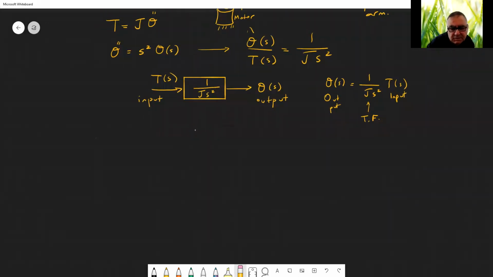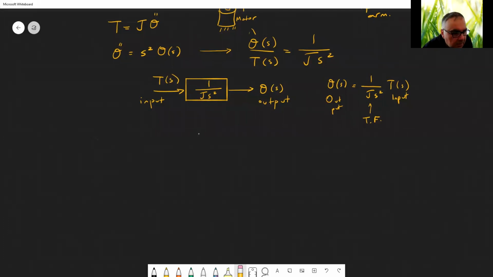For example, for this system, let's see what happens. You will have J theta double dot equal to T0, right? So theta double dot will be T0 over J. Okay.